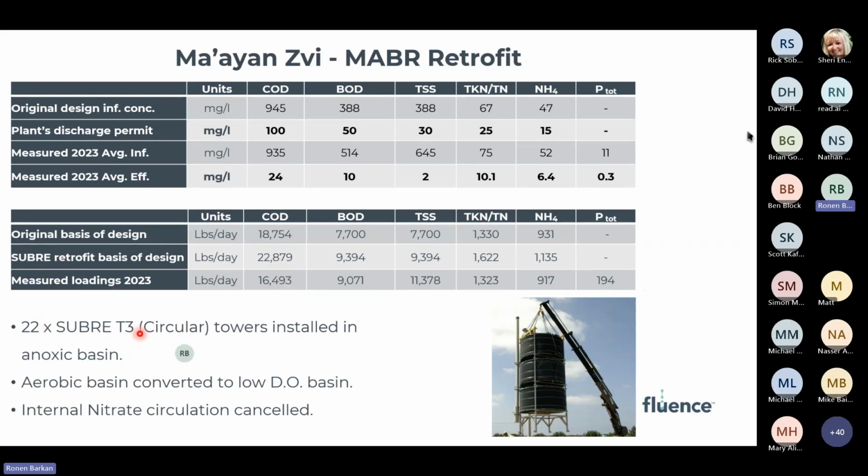And just to elaborate, this retrofit involved 22 SUBRE T3 towers, shown on the right side, installed into the anoxic basin, converting the existing basin to a low DO basin and canceling the internal nitrate circulation.